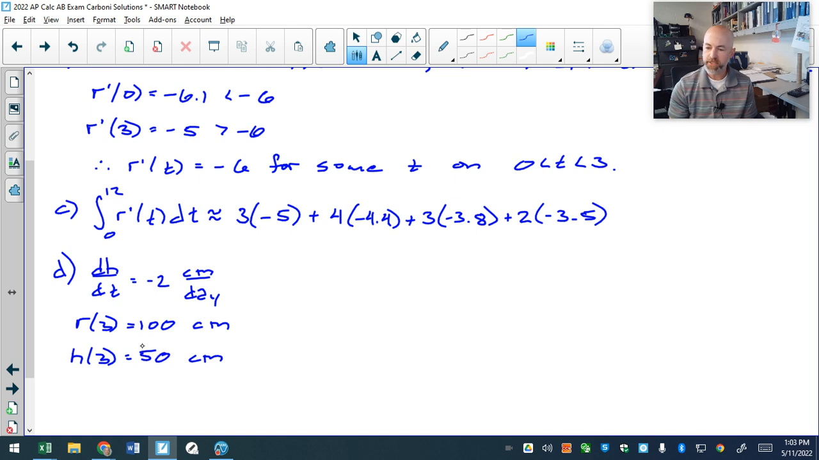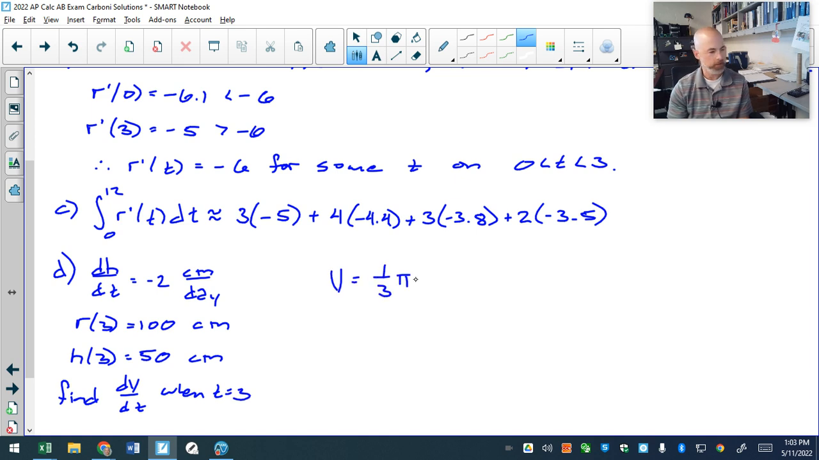Find the rate of change of the volume of the cone. So find dv dt when t is 3. Okay, so my volume formula, they typically give you the volume of a cone, and they did this year, 1/3 pi r squared h. I need dv dt, which will use a quotient rule. We'll use a product rule.